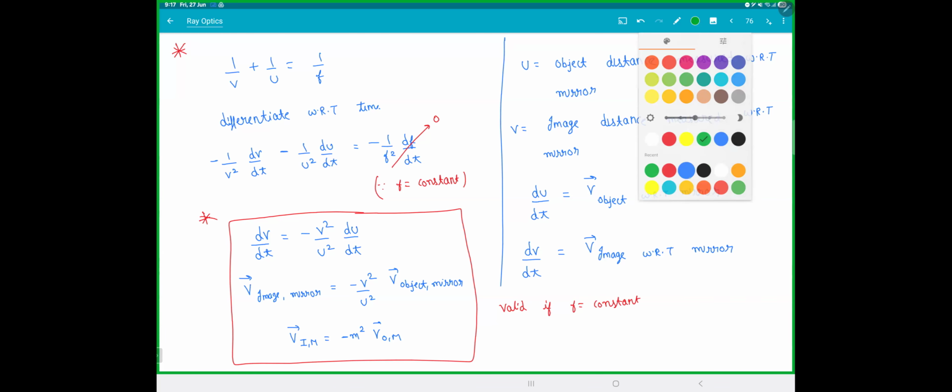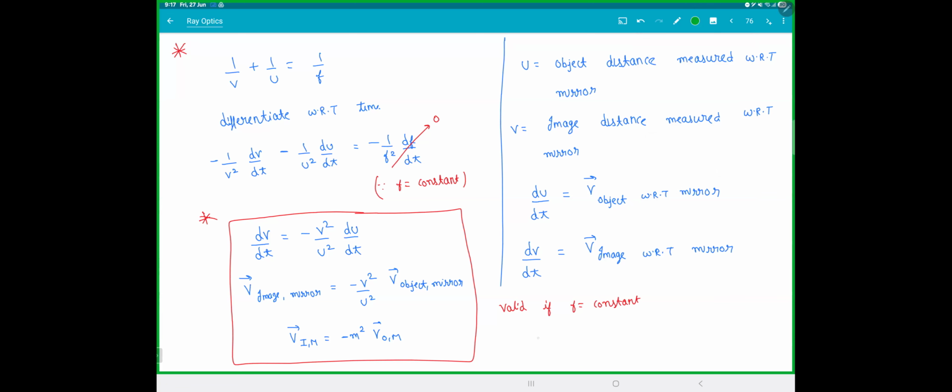And what about the sign convention? Velocities in the direction of incident ray are taken as positive. If the object and the image are going in the direction of incident rays, it is positive. If they're going opposite, it is negative. So you just need to find the v value and you can just put it in the formula, you'll get the answers. Velocities in the direction of incident ray are positive.